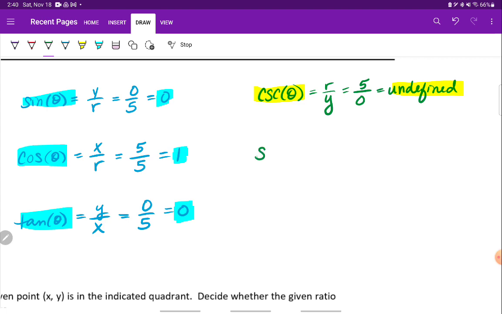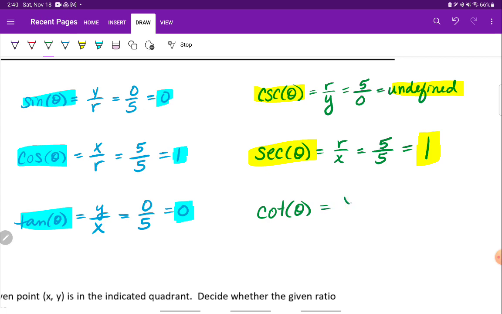The reciprocal of cosine is secant. It's our r over x. 5 over 5 still simplifies down to be 1. And lastly, cotangent of theta is equal to x over y. It's going to be 5 over 0, and we've got that problem, 0 in the denominator again. Cotangent of theta also undefined.